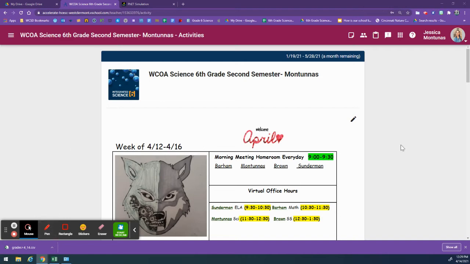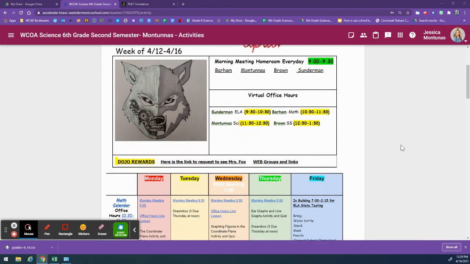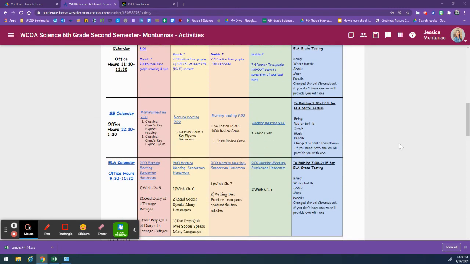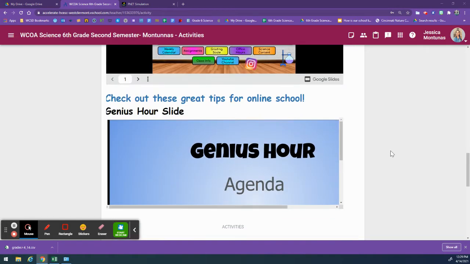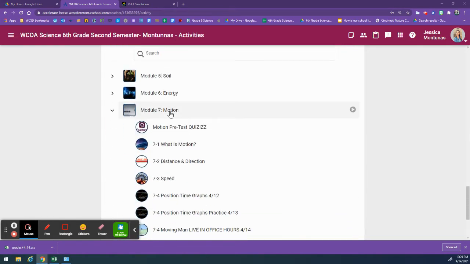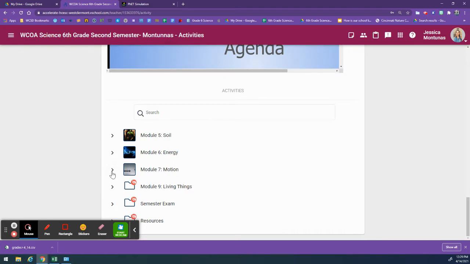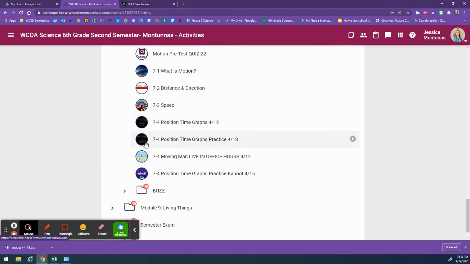Hi guys, I just wanted to go over what we did in our office hours today. So we did the assignment for today, which, if you look at the calendar, is the position time graphs. I'm going to scroll down to module 7 and look at this assignment right here. This is the 7-4 moving man assignment.